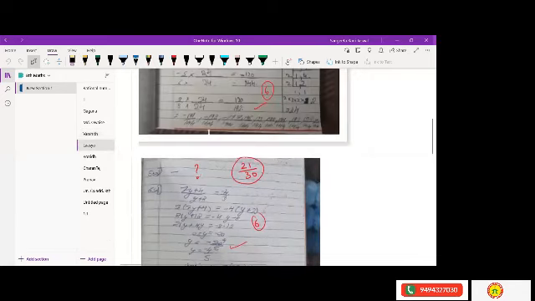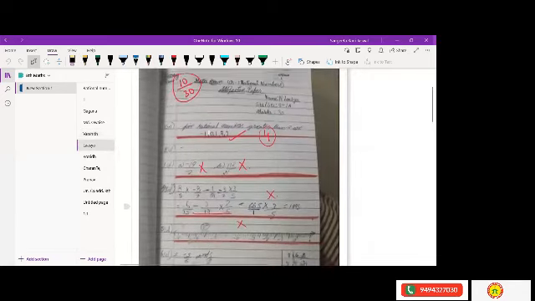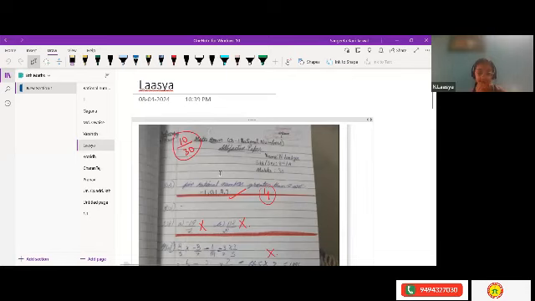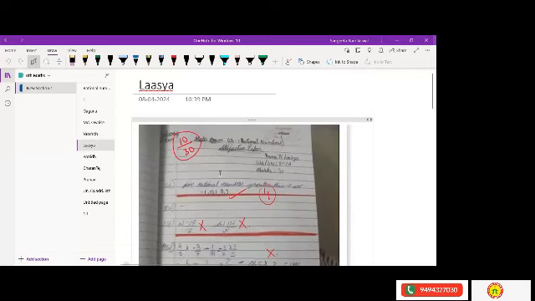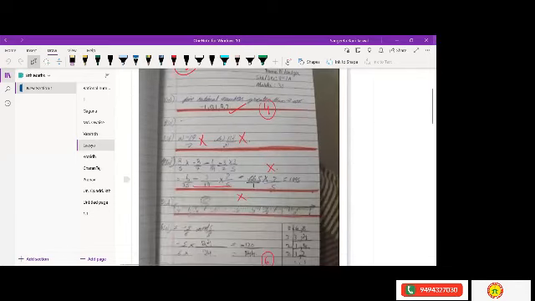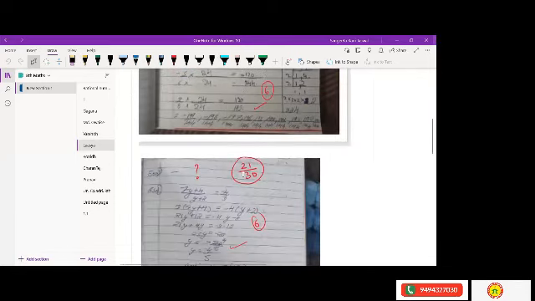So Lasya now. Lasya, this was your previous test paper, rational numbers. You must have got your marks, and here is your paper. So you had these mistakes. Okay, let's discuss the present paper.